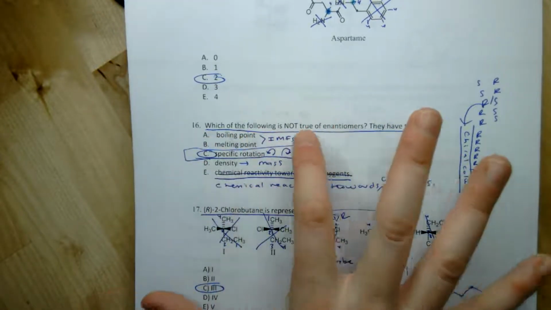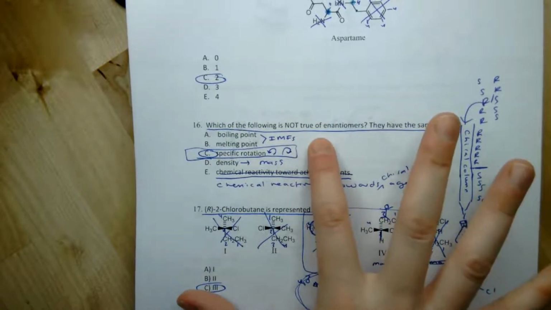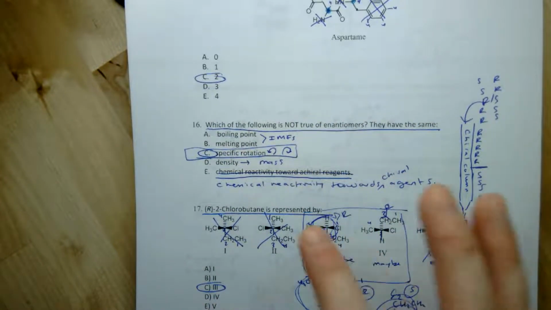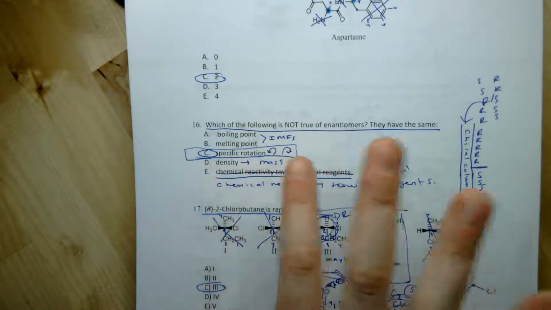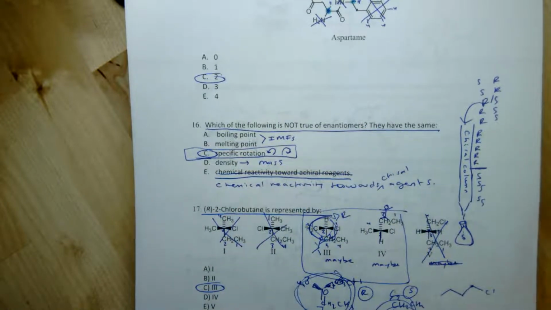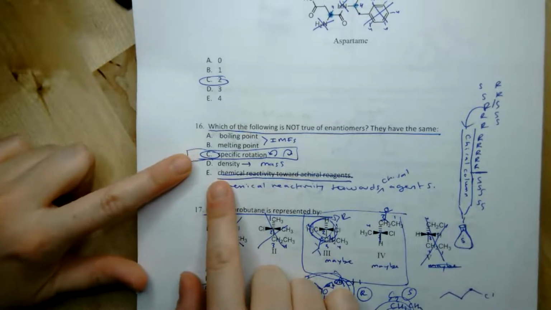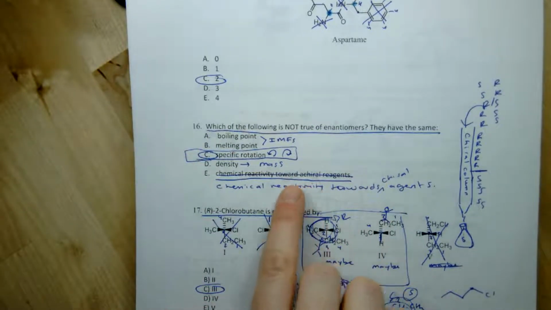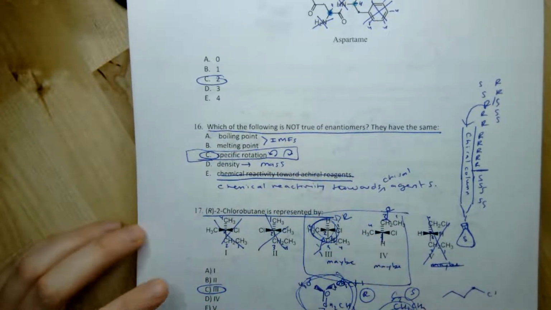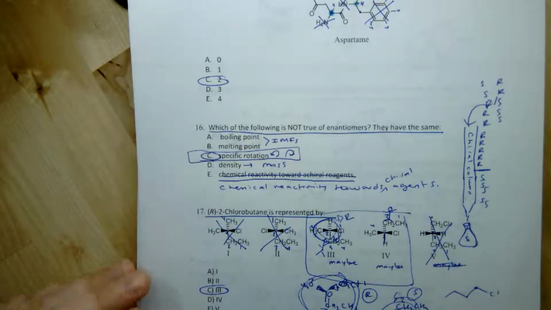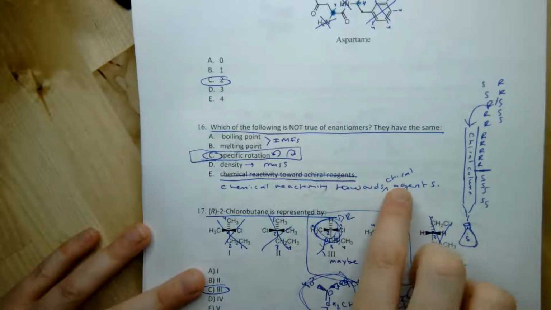So enantiomers do have the same boiling point and melting point because they have the same intermolecular forces. And then they also have the same density because they have the same mass. So that narrowed it down basically to C or D. And enantiomers have different reactivity towards chiral reagents, but they act the same if the reagent is achiral.